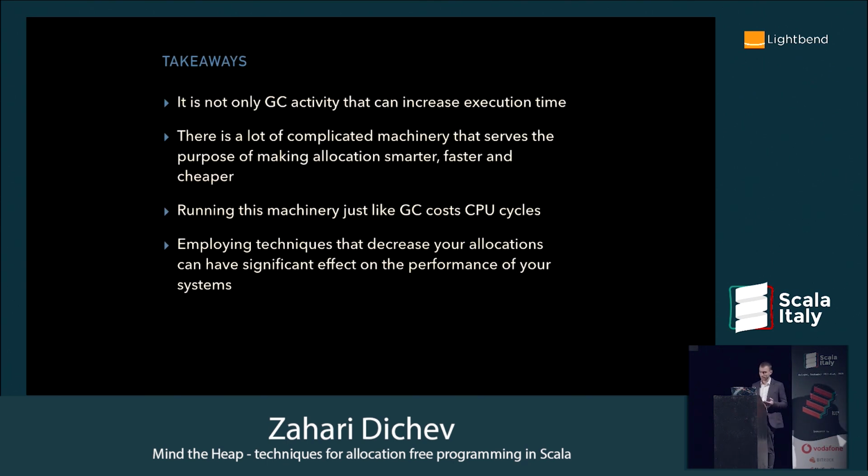And the interesting part, the takeaway of this, is that as a matter of fact, allocation itself costs time, and there is a lot of code running behind the scenes that tries to make this performance burden go away to a certain degree. But if you think about it, running this machinery also consumes CPU cycles. So really employing techniques to decrease your allocations can have a very significant impact on your performance, especially if that's happening on really hot paths in your code.